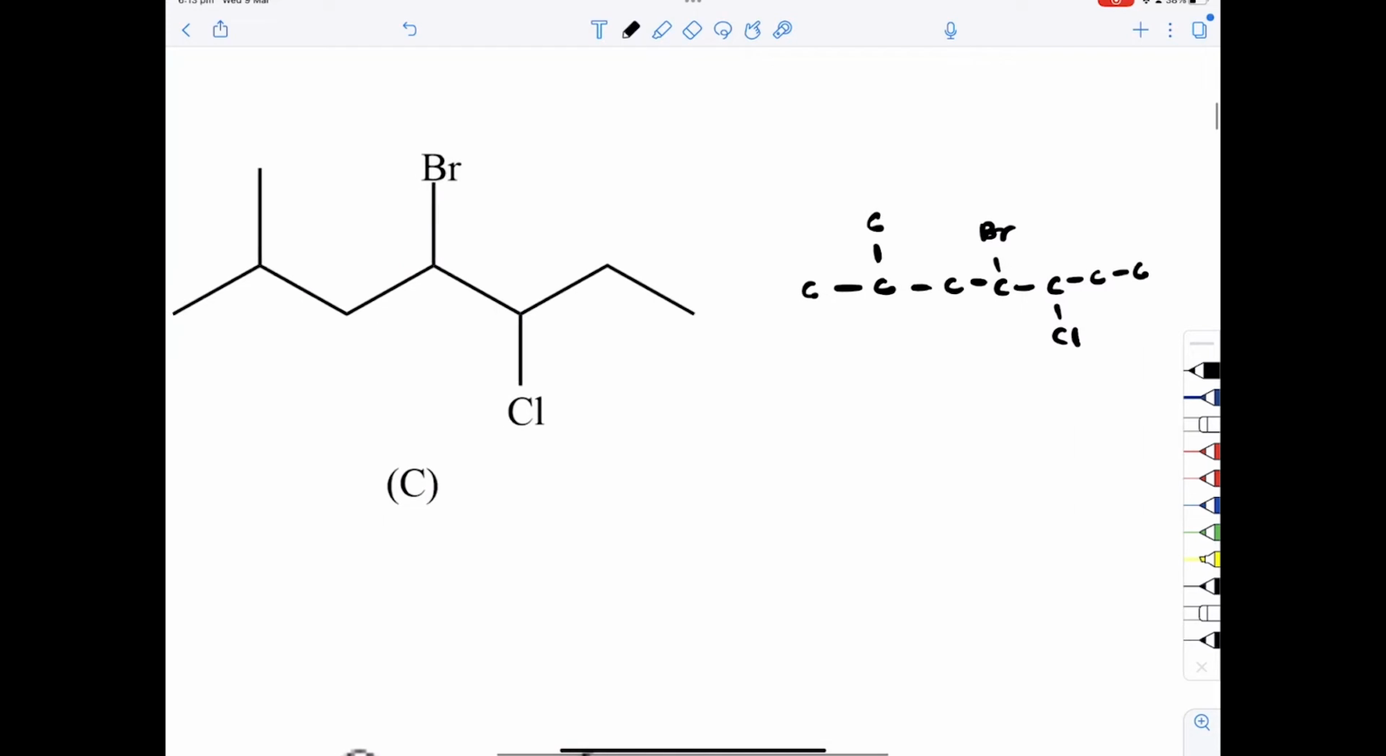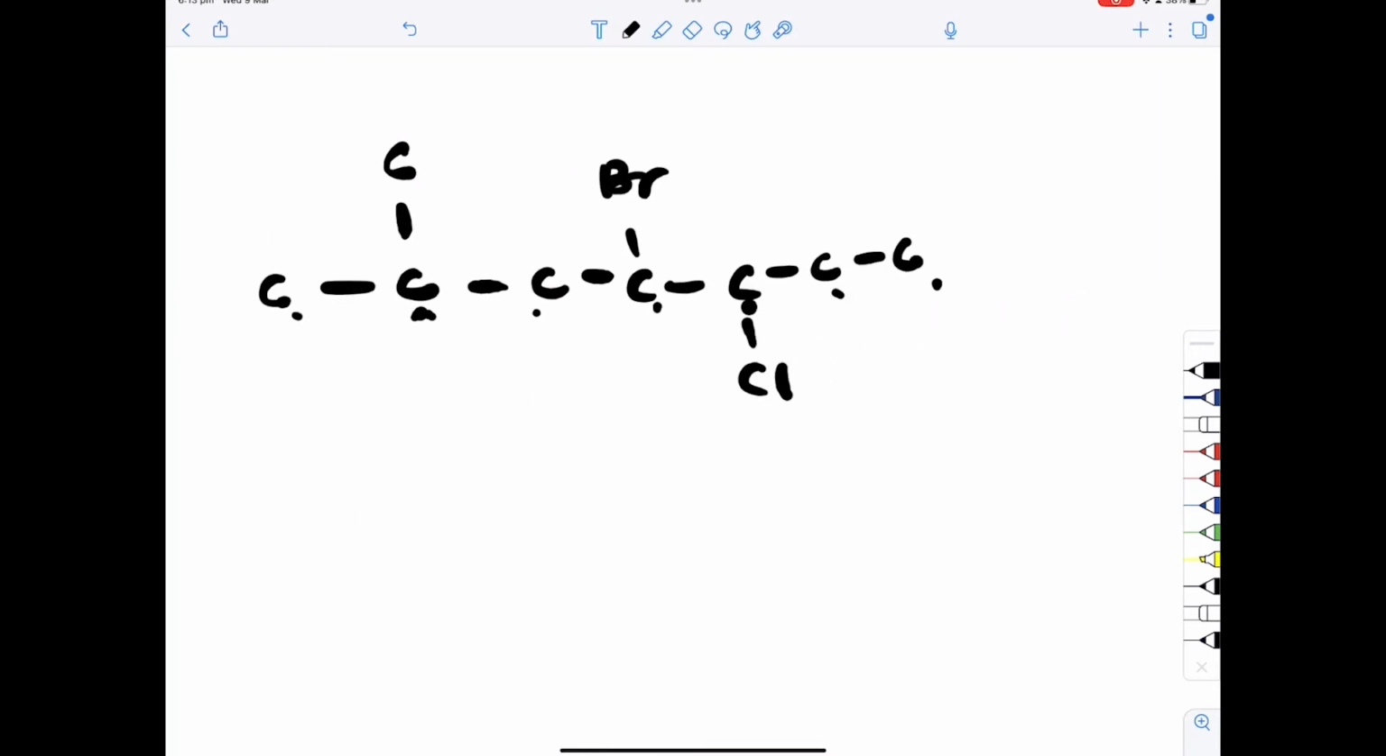So this isn't the longest main chain, but I'm just counting across 1, 2, 3, 4, 5, 6, 7. So 1, 2, 3, 4, 5, 6, 7. At the second carbon, there's another carbon. At the fourth carbon, there is a bromine. And at the fifth carbon, there's a chlorine. So you should mentally do that in your own head. Now, how do I name this compound?